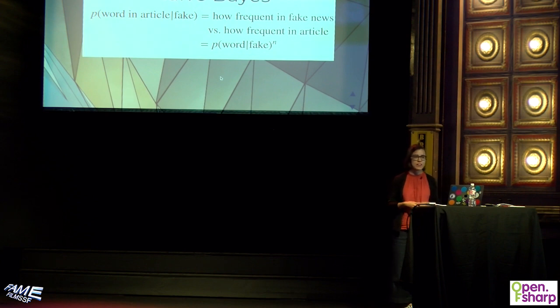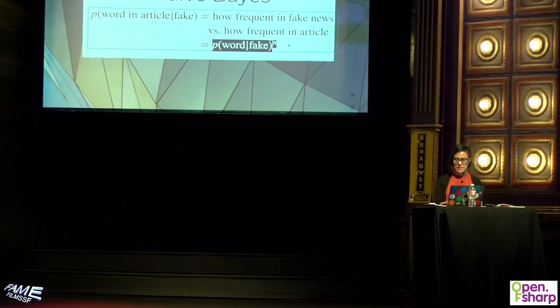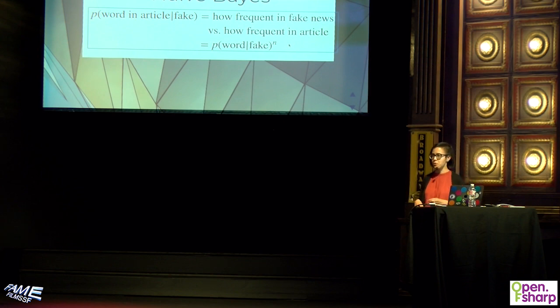The probability of a word in an article, given that it's fake, is basically looking at how frequent a specific word is in a fake news article compared to how frequently it appears in an article that I'm trying to classify. You compute that by multiplying the frequency, raised to the power of how many times a word appears in an article. Sorry, that's a lot of mathematics. Let's see how it looks in the code.